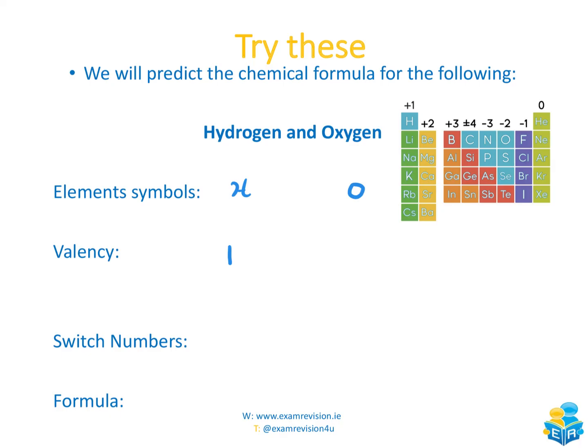Oxygen over here is 2. Let's switch the numbers. So the 2 goes over here, the 1 goes over here. That means we have 2 hydrogens and 1 oxygen. You don't have to write the 1, you can just leave that as just the O, okay? So H2O, when you combine hydrogen and oxygen, that's what we end up with.